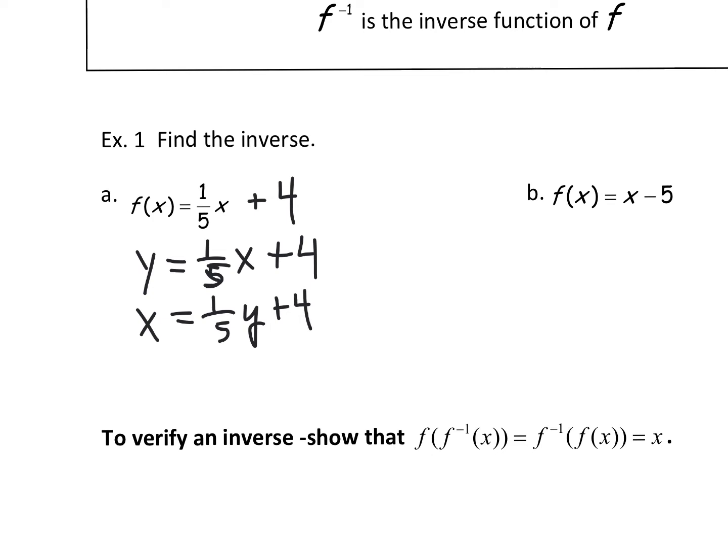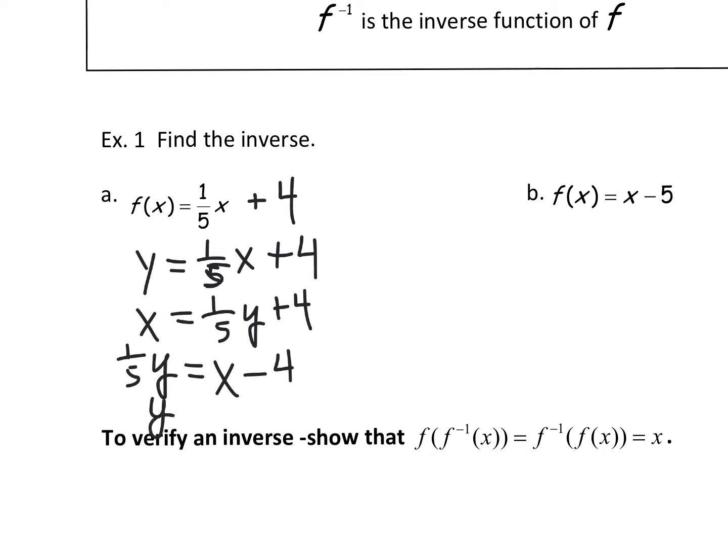Okay, so now we're going to solve for y. So first thing we're going to do is subtract 4 over. When I subtract 4 over, I'm also going to move that x to the right hand side and the y to the left hand side. So I subtract over the 4, and now I have 1/5 y on this side.